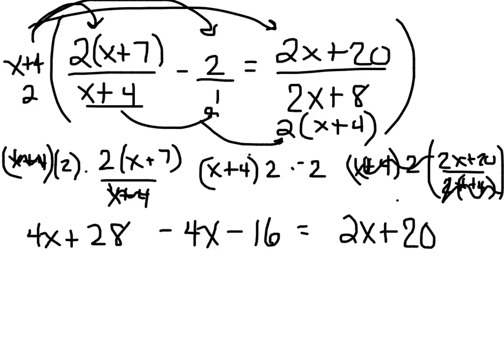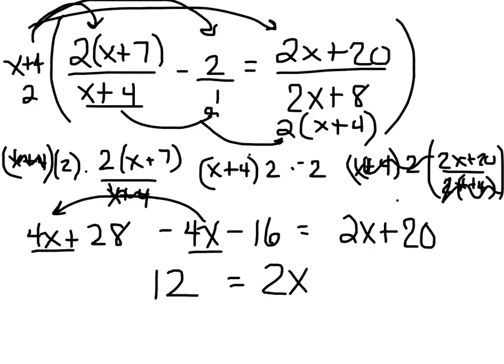Now, before I start moving everything from one side to the other, I'm just going to clean up the left side a little bit. What's 4x minus 4x? Okay, now, they're on the same side. Do not add 4 to the other 4. If they're on the same side, it's whatever sign's in front. A lot of people have tried to add this over to here, but they're on the same side. So it's 4 minus 4, which is nothing. What's 28 minus 16? 12. Equals 2x plus 20.